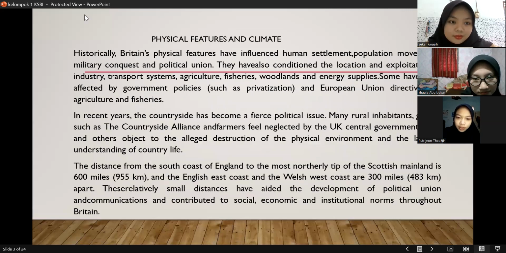Physical features and climate. Historically, Britain's physical features have influenced human settlement, population movements, military consequences, and political union. They have also conditioned the location and exploitation of industry, transport systems, agriculture, fisheries, woodlands, and energy supplies. Some have been affected by government policies such as privatization and European Union directives on agriculture and fisheries.